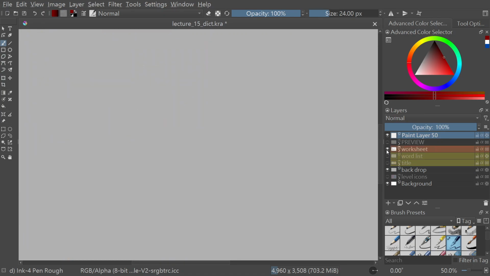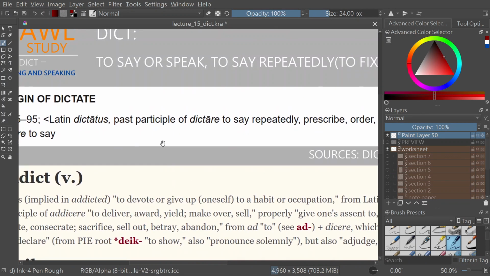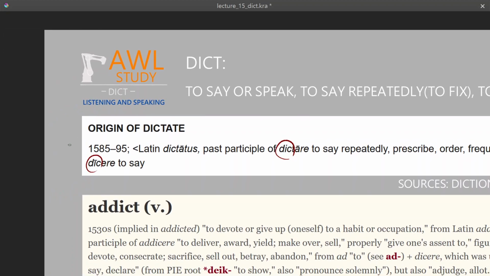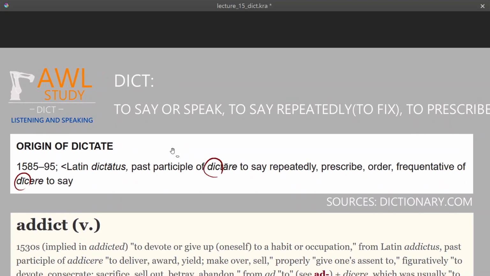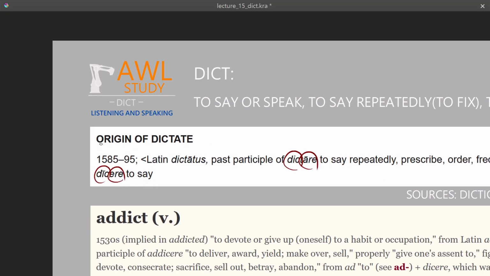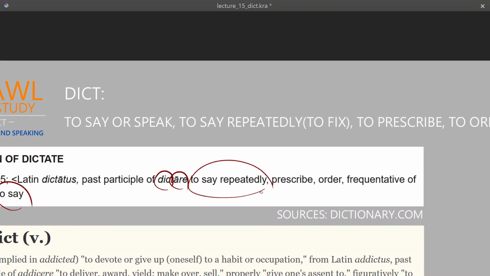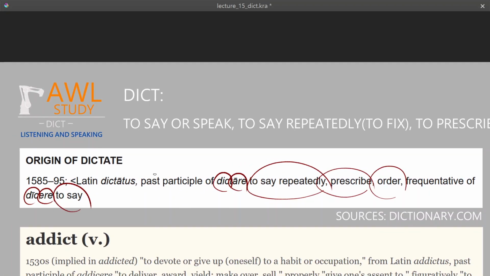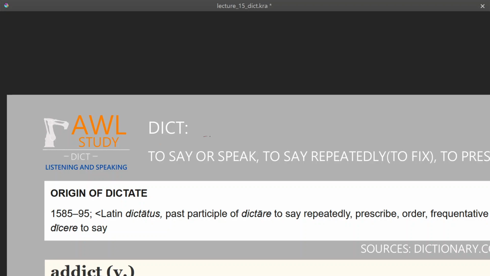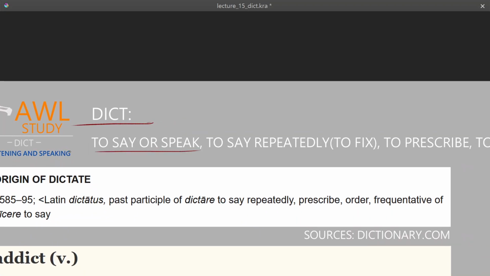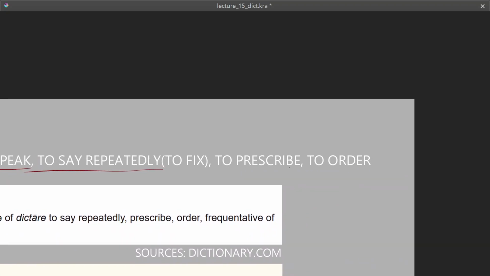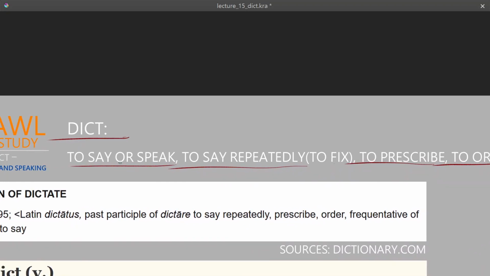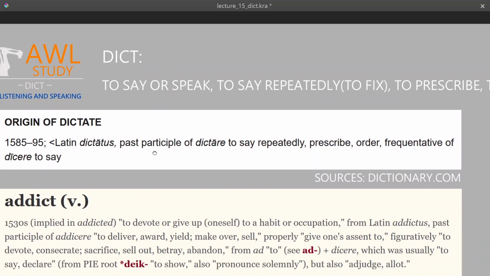Alright, so before we study words, let's dive into the root itself. So we have the root dict, followed by the verb suffix air or ear, meaning to say repeatedly, that is to fix to something, and to prescribe and to order. So we have the building block, dict, meaning to say or speak, to say repeatedly, to prescribe or to order somebody to do something. That's gonna help us unlock the meaning of many words easily. Right, so what's the first word?